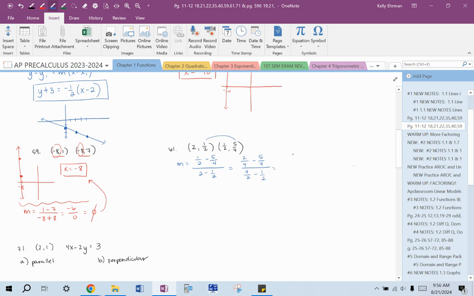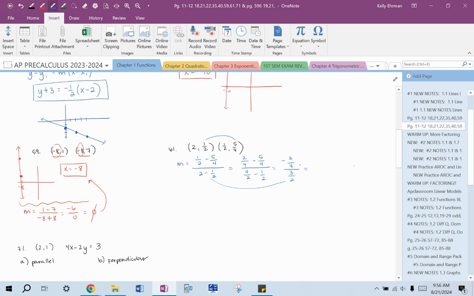Okay, so what is the top? 2 minus 5 is -3/4. 4 minus 1 is 3 over 2. That's what I was saying before. If you just did 1.5 in your head, I don't care if you skip right to that. That's fine. Here's also what I was saying before. We need to simplify this.